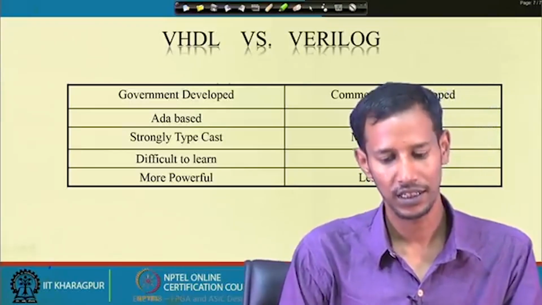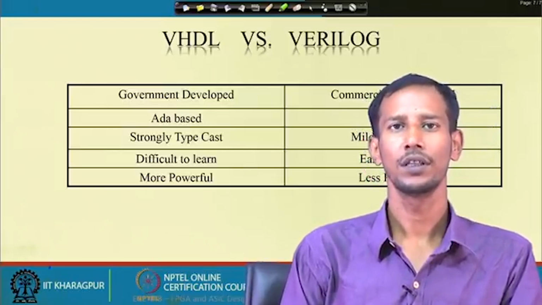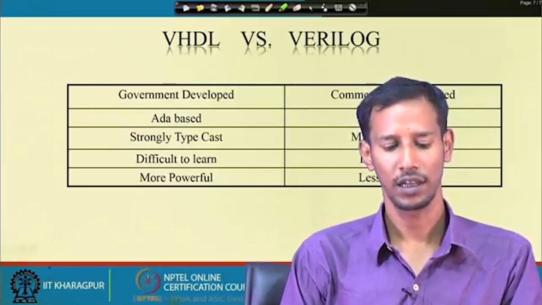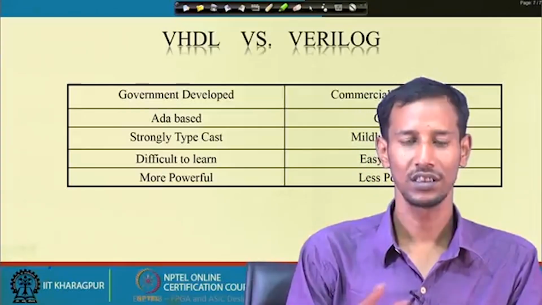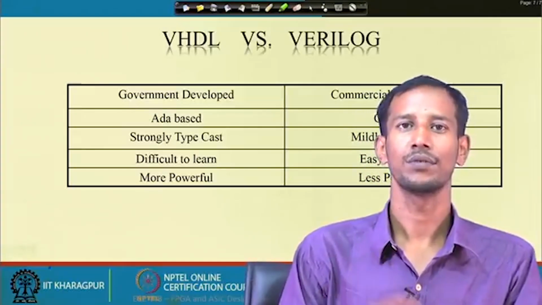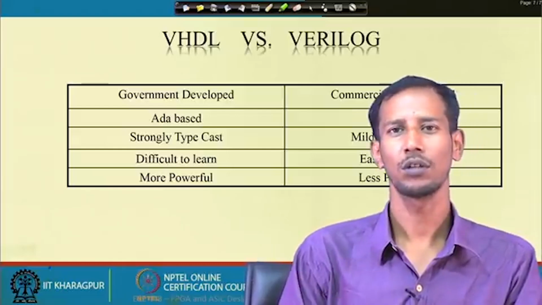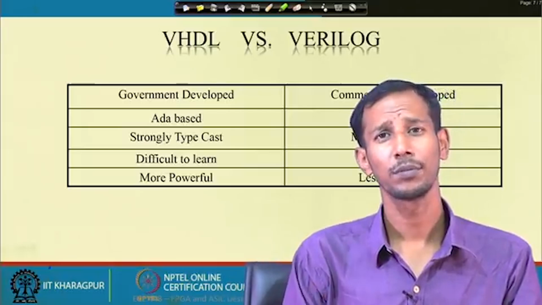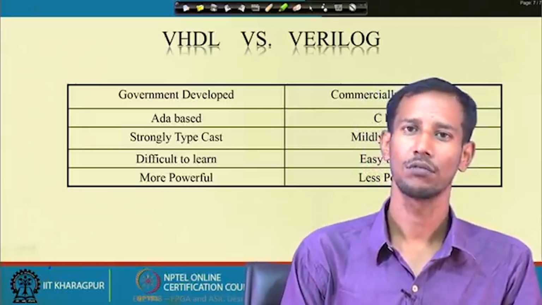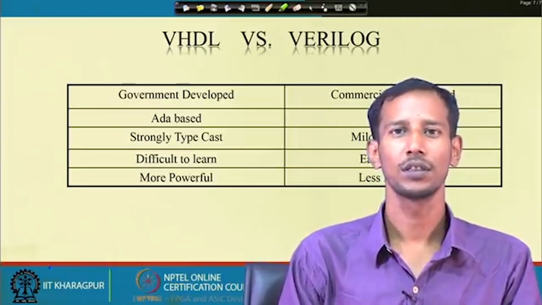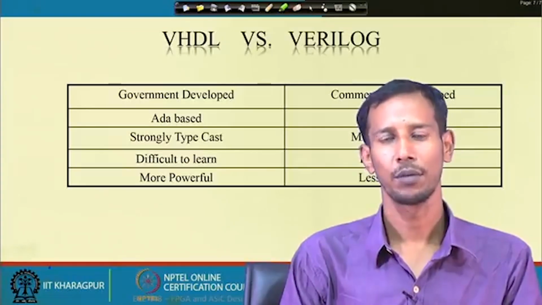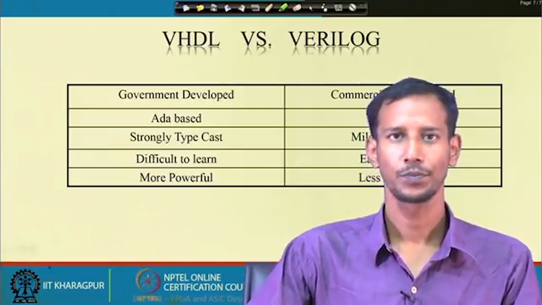So, VHDL and Verilog are very commonly used languages for describing the hardware. This is the difference between VHDL and Verilog. Both are very popular. Nowadays people are also using SystemC or SystemVerilog. So, any of these languages you know, you can use for your particular system design.